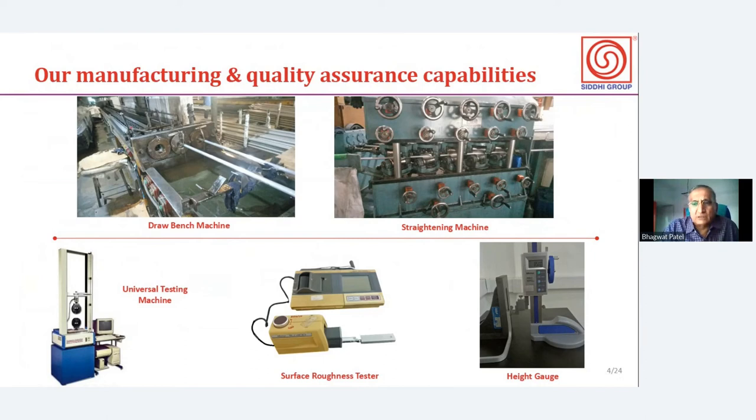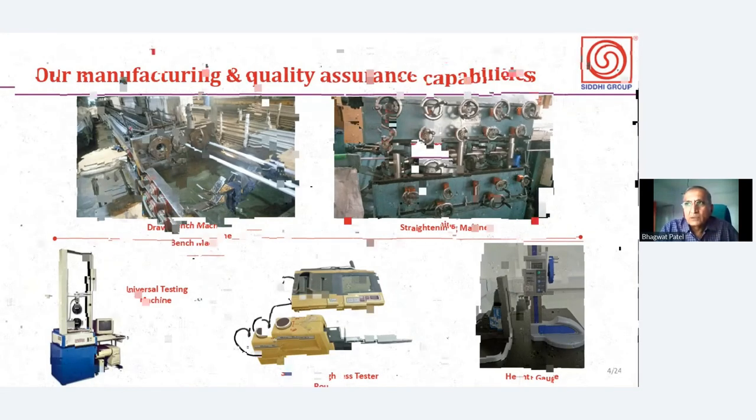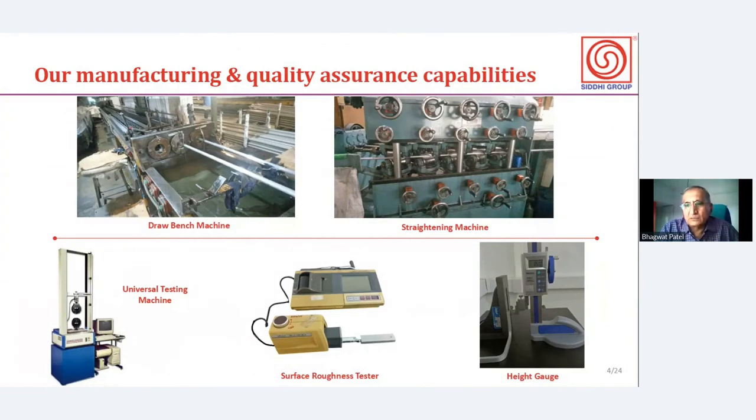We also have in-house testing and measuring capability, whereby we test the products manufactured by us on a universal testing machine, where we check the tensile and mechanical properties of the materials. Another facility we have is surface roughness measurement, because for waveguide tubes, surface roughness is very important to minimize microwave and RF losses. It is one of the capabilities we have developed in-house, whereby we give an excellent surface finish. And a height gauge is very common to mark the waveguide for bending and other operations.